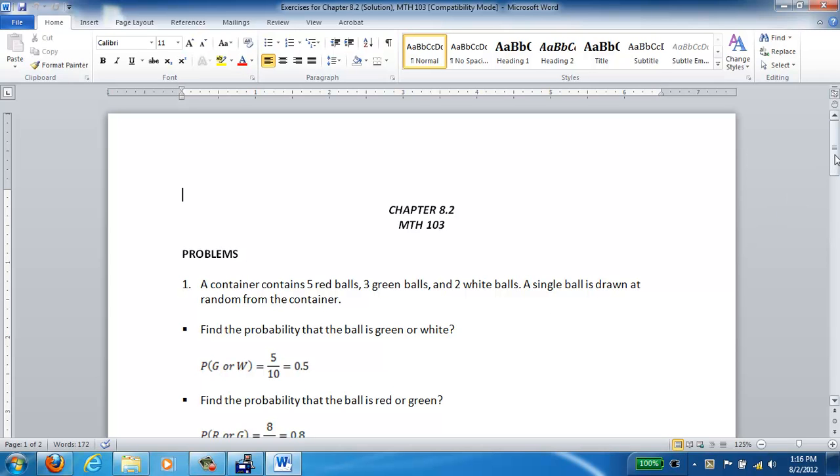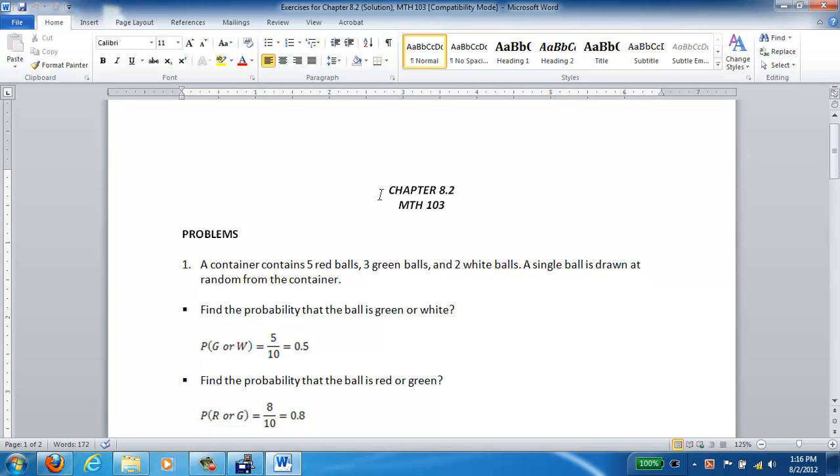Next one, find the probability that the ball is red or green. So we have 5 red plus 3 green, 8, so 8 over 10, 0.8.